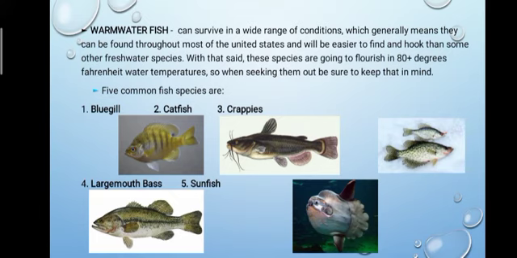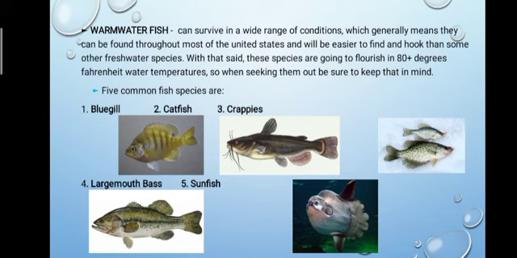There are 5 common fish species of warm water. They are bluegill, catfish, crappies, largemouth bass, and the sunfish. So let's tackle first the bluegill. The bluegill, sometimes referred to as bream, sunny or copper nose, or perch, as is common in Texas, is a species of freshwater fish of the family Centrarchidae from the order Perciformes, native to North America, and commonly found in streams, rivers, lakes, ponds, and wetlands east of the Rockies.